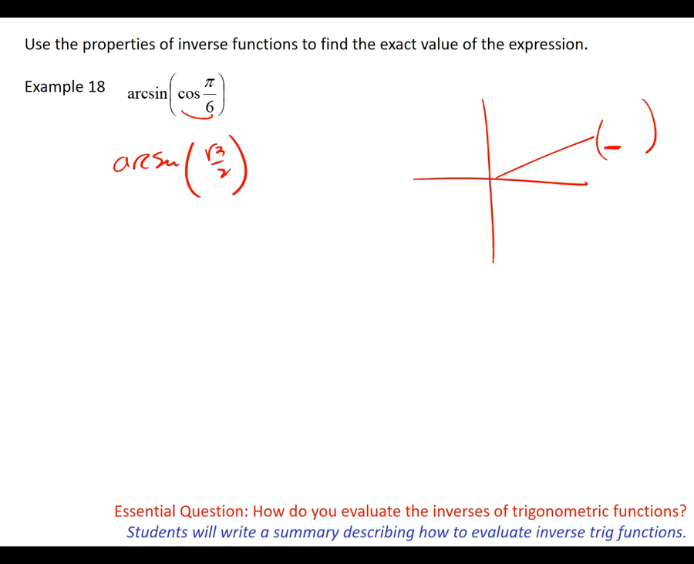It's at that specific pi over 6, right? Arc sine is valid in which two quadrants? First and fourth. Am I looking at the x value or the y value? The y value. So what's the radian measure where the y is square root of 3 over 2? Pi over 3. It has to be in quadrant 1, it can't be negative.